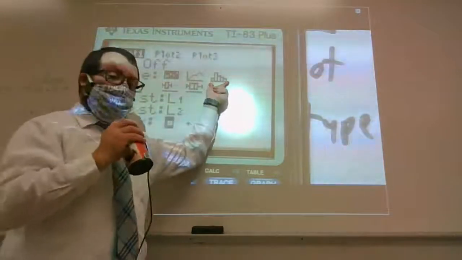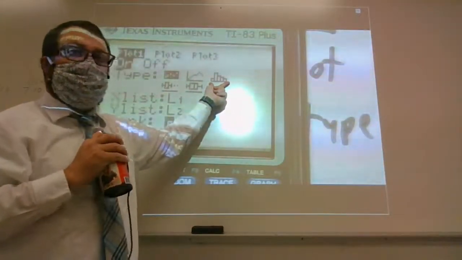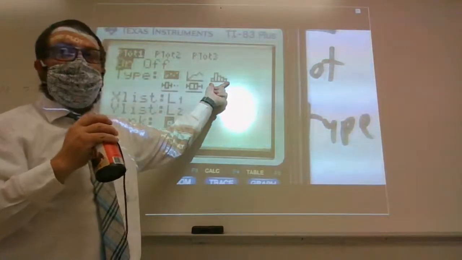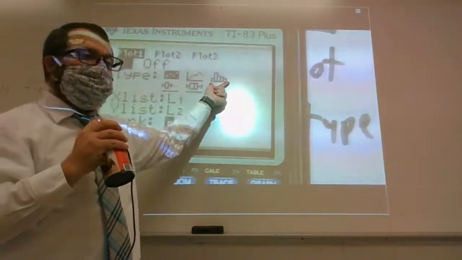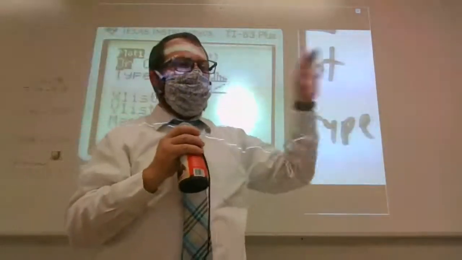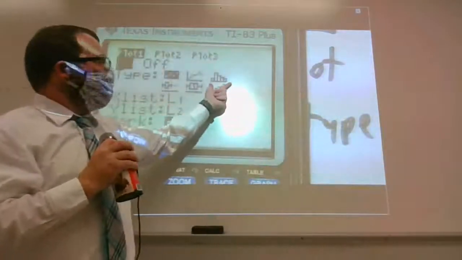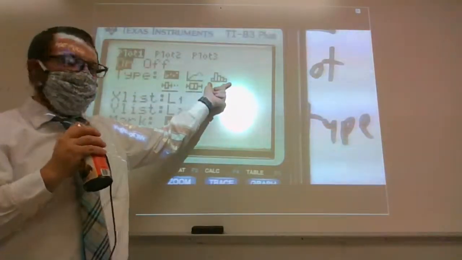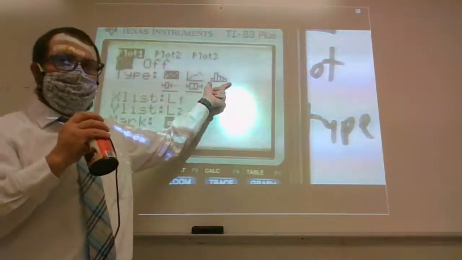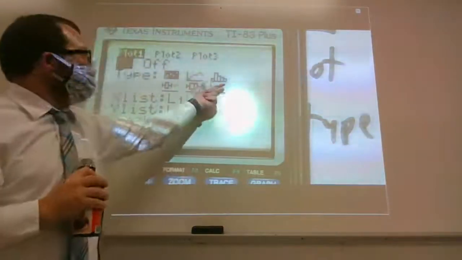This third one, though, is important. This third one is not a bar graph. It's not a bar graph. Bar graphs are used for a very particular type of data known as categorical data or qualitative data. This is known for quantitative data. This is a histogram, is what they call it. It is a histogram, and we will be using that at some point.